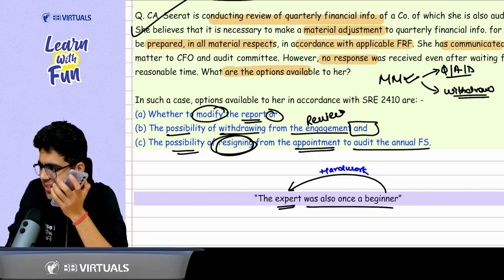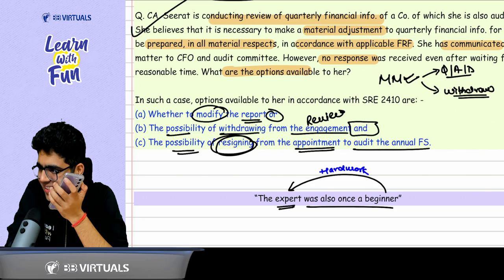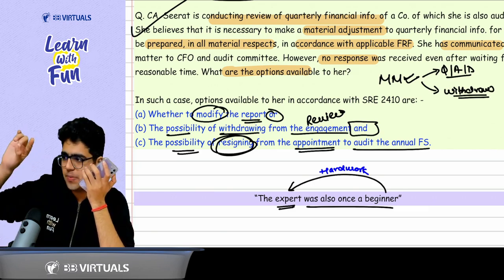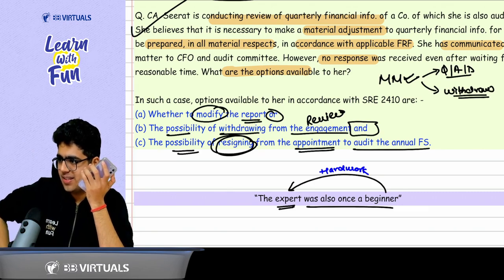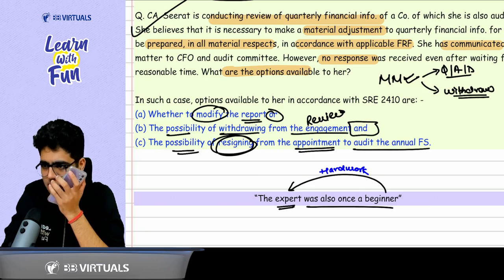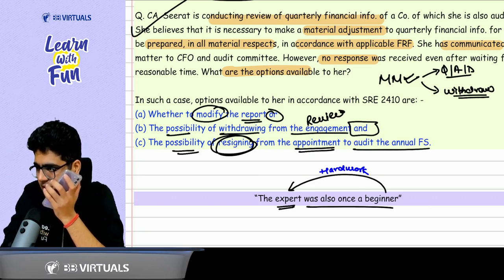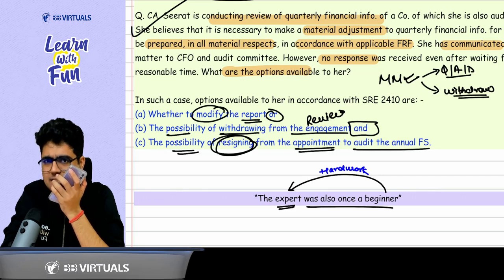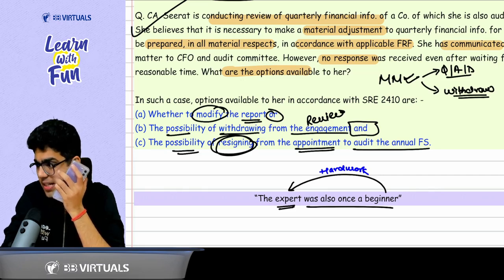Please ask the doubt. Sir, here material adjustments are not adjusted. Sajimi, please switch off your laptop volume. Now ask me. Here the question specifically says material adjustment. There is a necessary material adjustment. Right. It is required, but they are not making the material adjustment. Basically, they are not correcting the material misstatement, right?